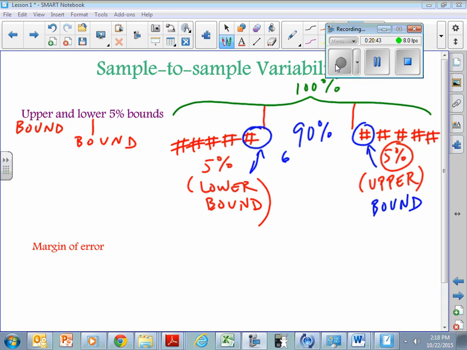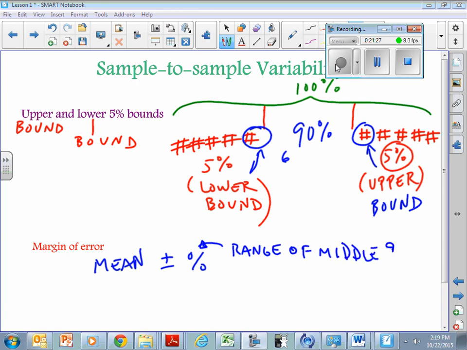Margin of error, write this down. Margin of error is the mean plus or minus a percent that we're going to find. And then that percent that we're going to find is going to be the range of the middle 90%. The range of the middle 90%, and it's going to be divided by 2.